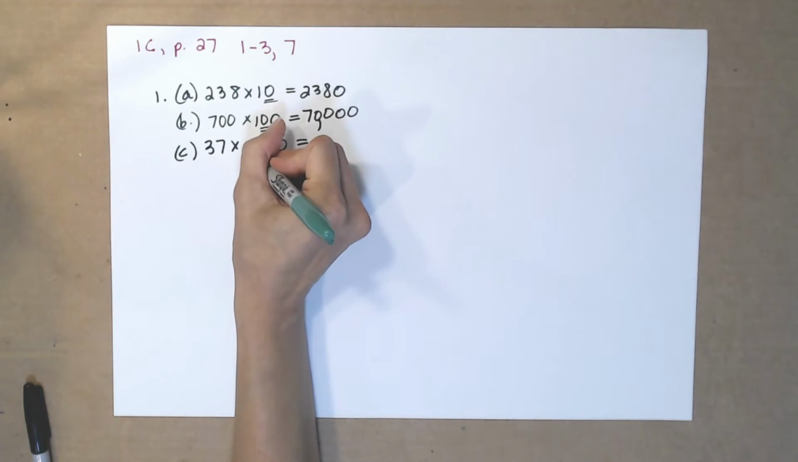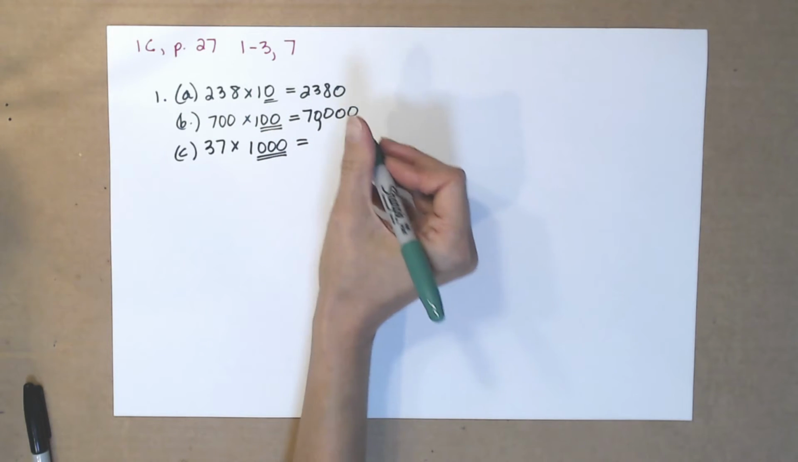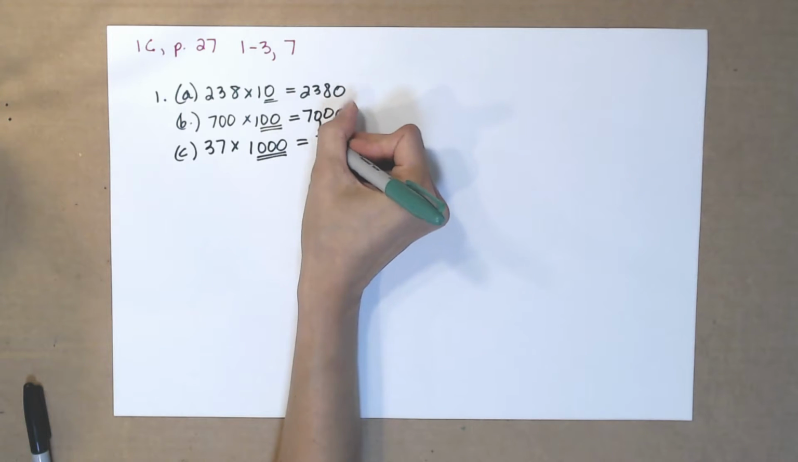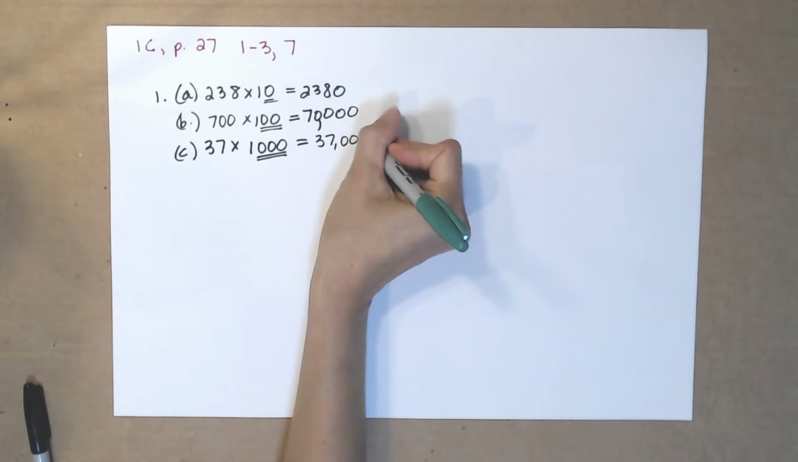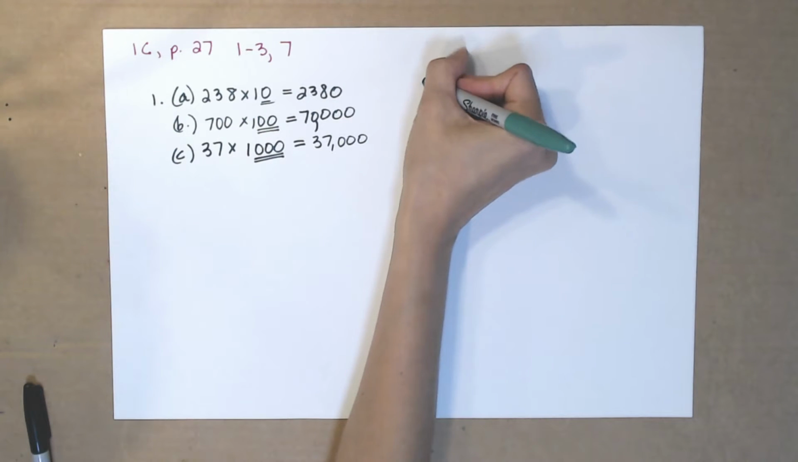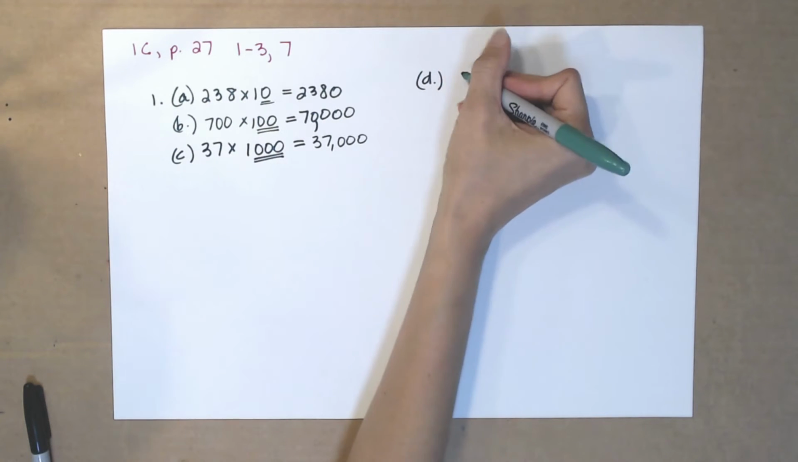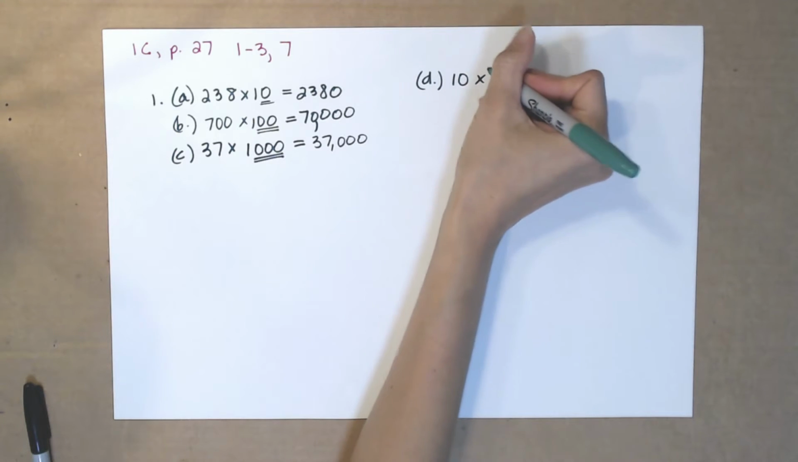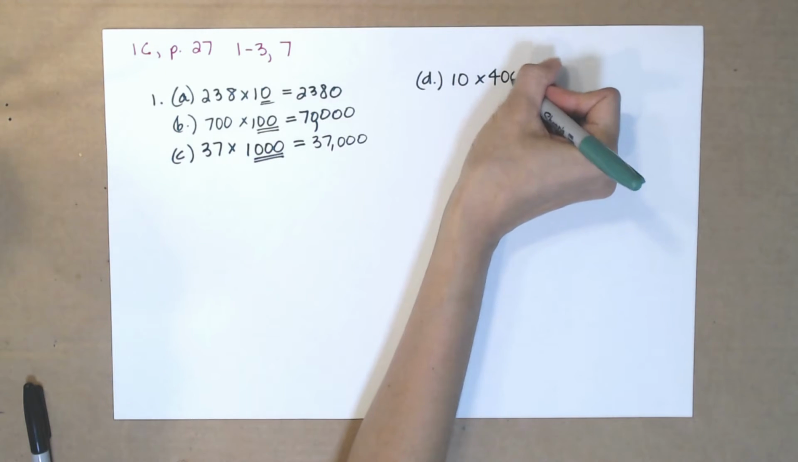Part C, 37 times 1,000. Now I'm multiplying by 1,000. That has 3 zeros, so we add 3 zeros onto our number, and we get 37,000. Moving on to part D, we have 10 times 400.